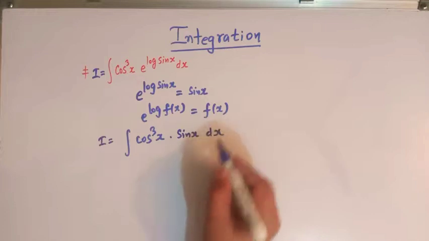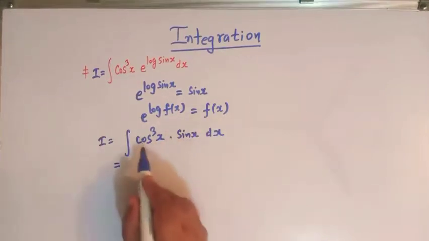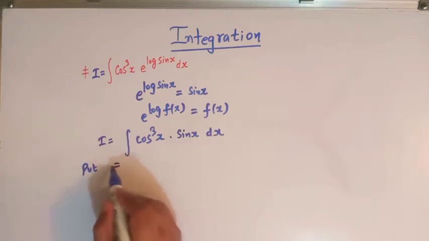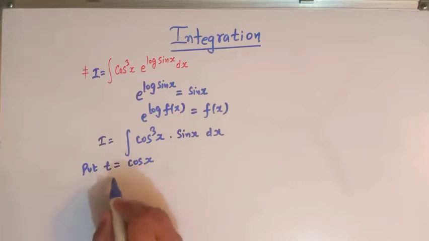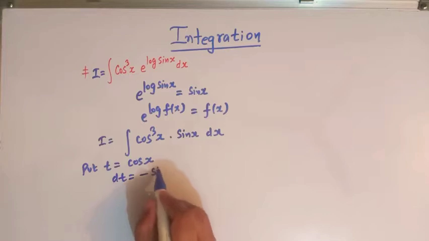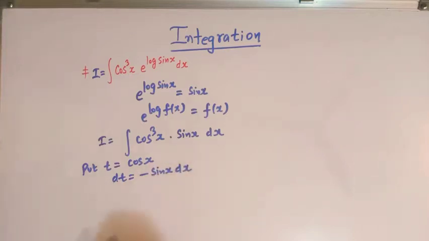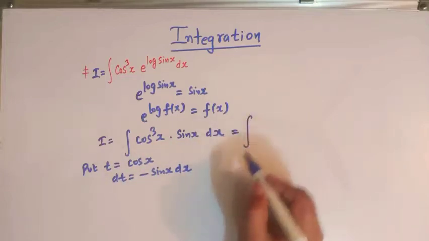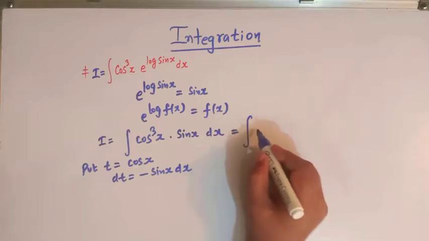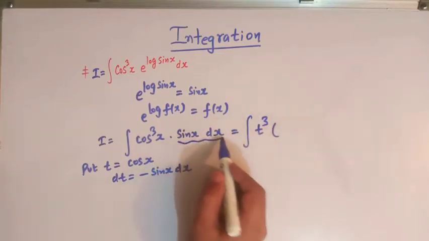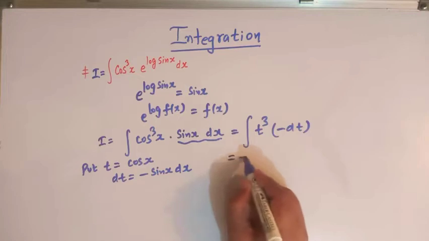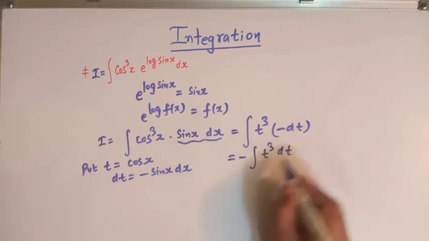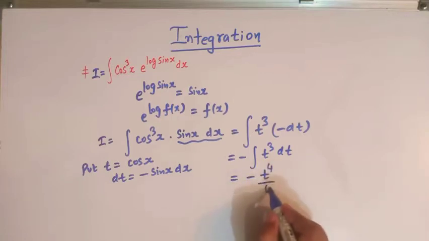Now here we can put t is equal to cos x, and now we will apply the method of substitution. If we put t equal to cos x, we have dt is equal to minus sin x dx, right? So therefore this integral now becomes integral for cos cube x we have t cube, and for sin x dx we have minus dt, right? Now this is minus t cube dt, and this can be written as minus t raised to 4 by 4 plus c, right?